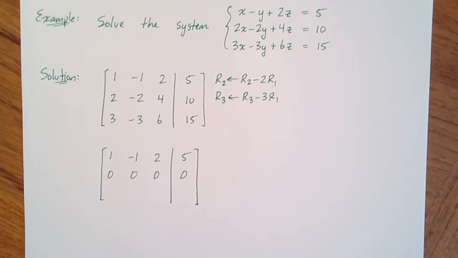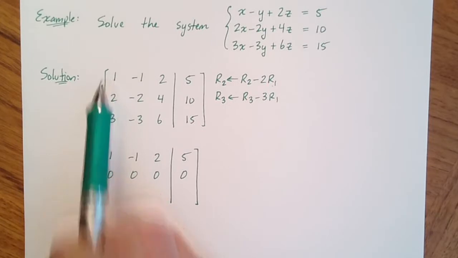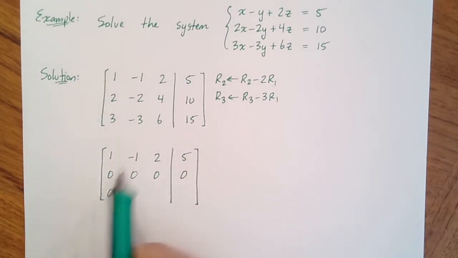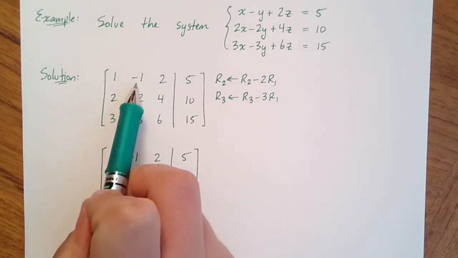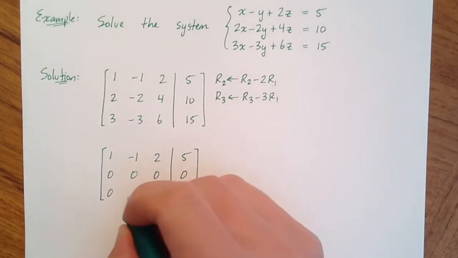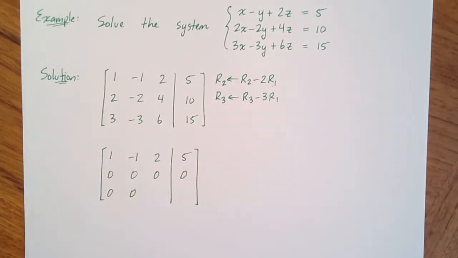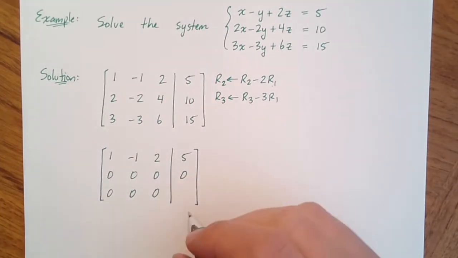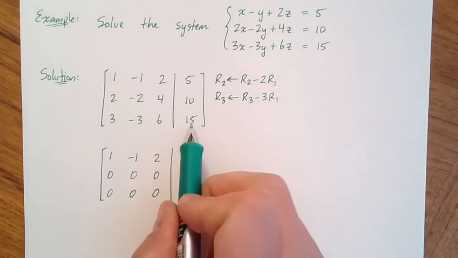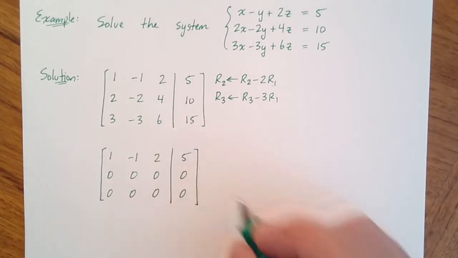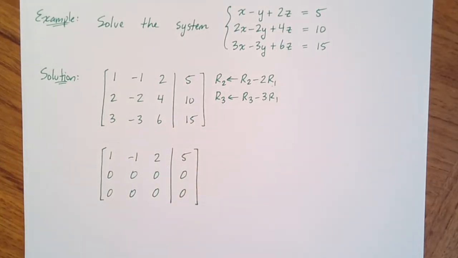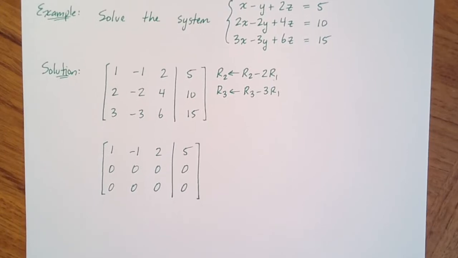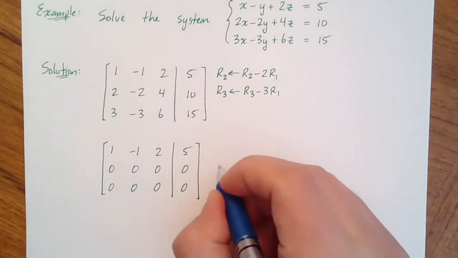And if you carefully work out what the third row will be, you'll get 3 minus 3 times 1, 0. -3 minus 3 times -1, that's like -3 plus 3, which is 0. 6 minus 3 times 2, that will give you a 0 in this position, and then 15 minus 3 times 5, that'll be 15 minus 15, which gives you 0 as well. So this is the first time this happened. You'll notice we actually have 2 rows of zeros, which are sometimes referred to as zero rows.